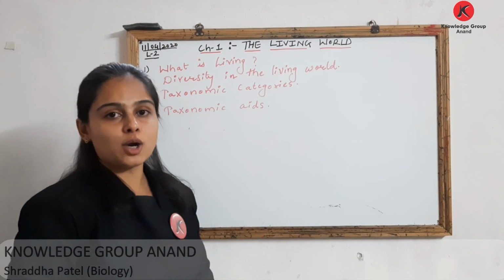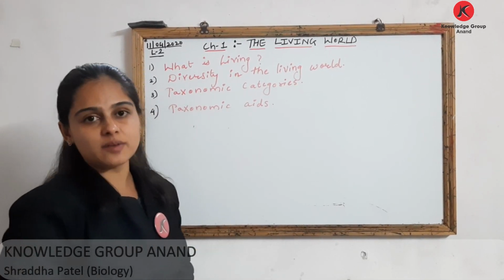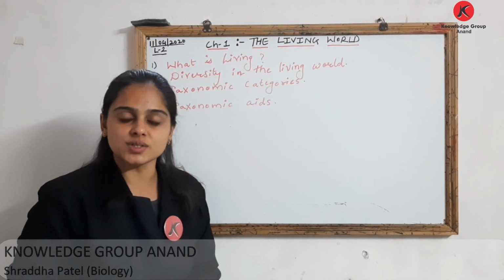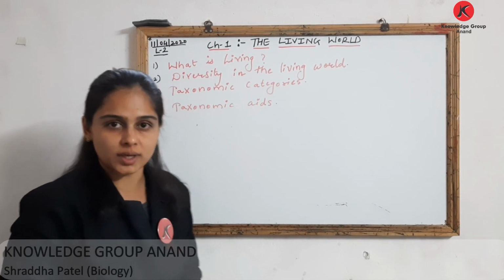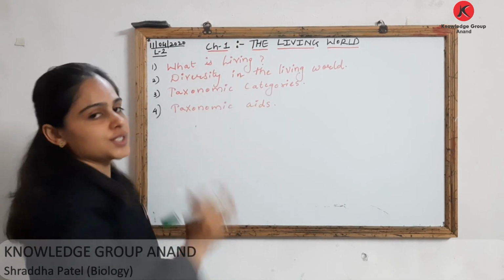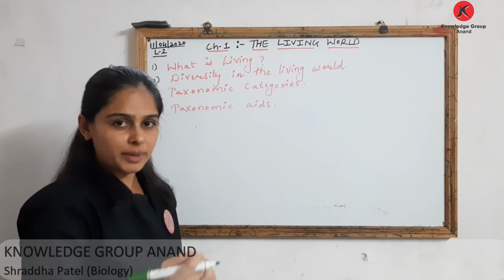In this chapter we are going to understand following things, that is what is living. Second, we are going to understand diversity in living world. Then we are discussing your taxonomic categories followed by taxonomic aid. Okay, so your living world chapter comprises of this thing. Okay, what is living, that we are going to discuss a bit later.